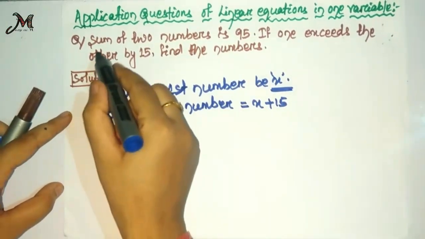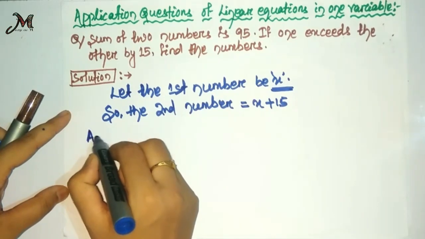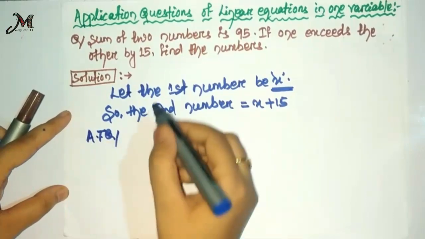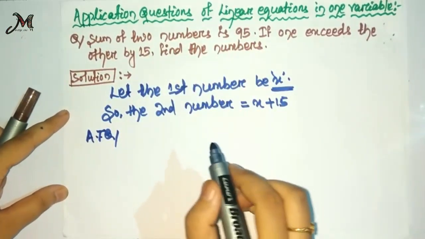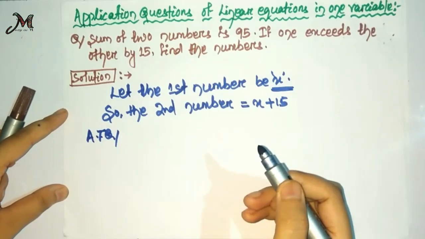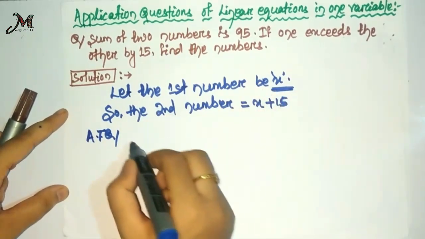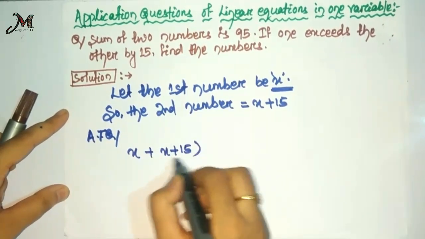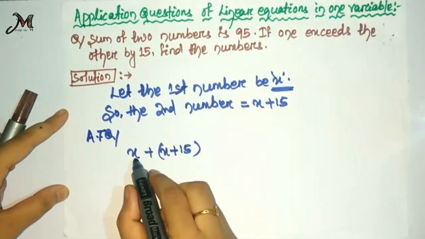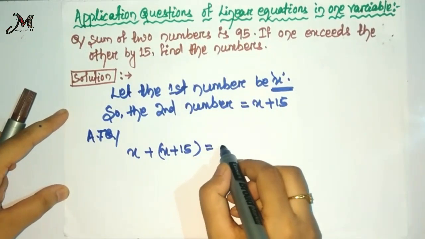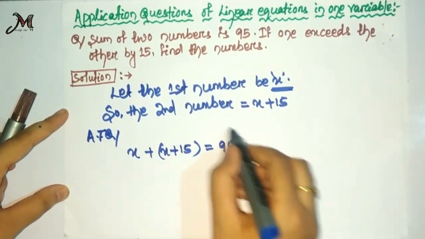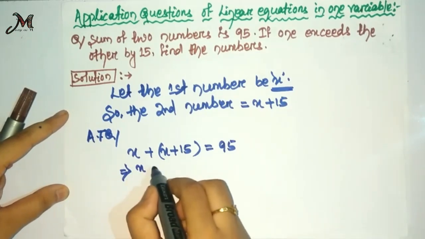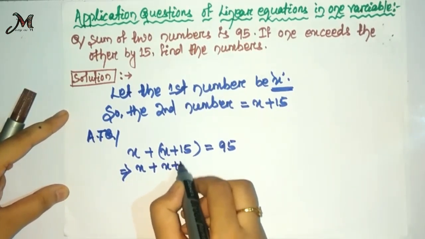Now we can write according to the question. The sum of two numbers is 95. Okay, the sum of two numbers is 95. So you can write the first number is x, the second number is x plus 15, and their sum is 95. So you can write x plus (x plus 15) is equal to 95. Now we'll solve this equation. Okay, so x plus (x plus 15). First we'll open the bracket. So x plus x plus 15 is equal to what?